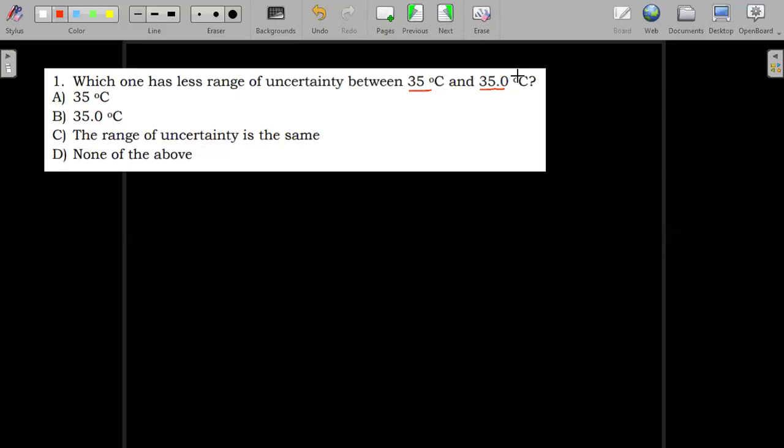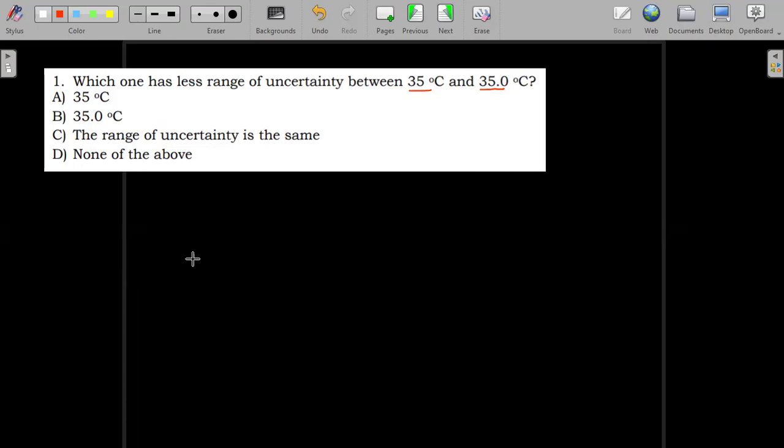For you to answer this question, you first of all have to understand how to find the range of uncertainty. The other thing that you need to understand is how to tell which one is the uncertain digit and which one is the certain digit when you're given any number. I hope you've not forgotten those rules for significant figures.